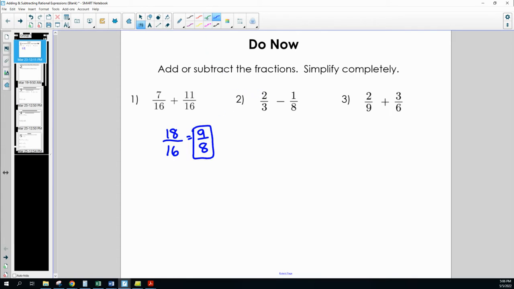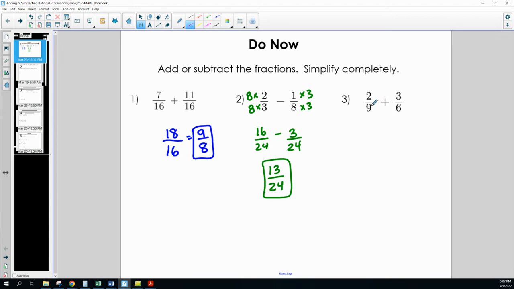Okay, in number 2, 2/3 minus 1/8, I look to see if they're the same denominator, which they are not. So if we want to get a common denominator, we need to multiply the 3 by an 8. If we multiply the bottom by 8, we have to also multiply the top by 8. And then 8 has to get multiplied by 3, again, also on the top. So now we have 16 over 24 minus 3 over 24. So now we have a common denominator, and we can go ahead and subtract the numerators. So we get 13 over 24. And that does not simplify, so we leave it as is.